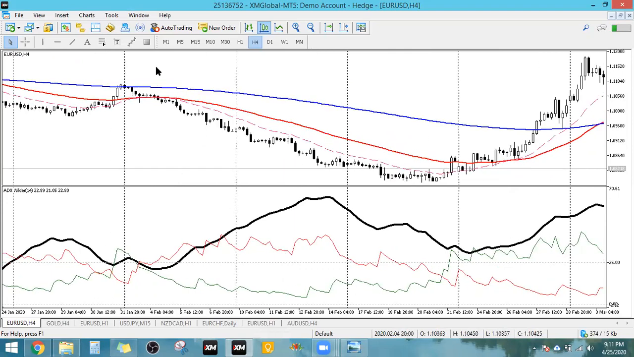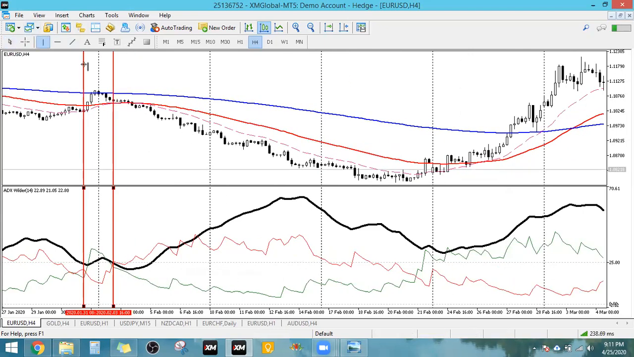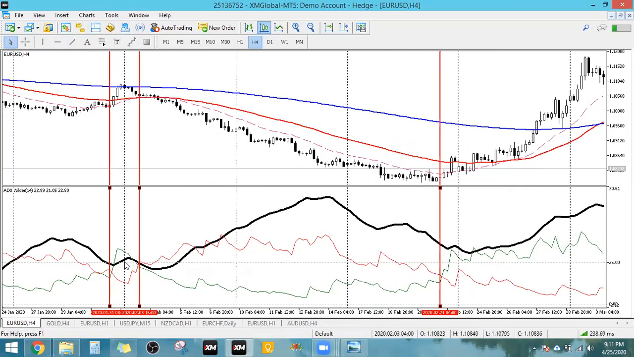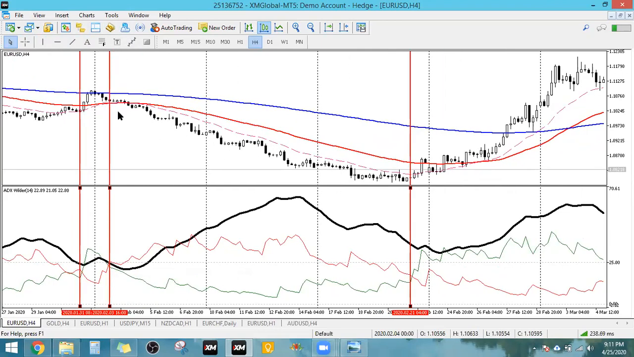So kung makikita nyo, there's a couple of signals that it actually gave. Okay. So dito, first signal, this was a signal to buy. This signal was a signal to sell. This signal was a signal to buy. And medyo malayo pa iba. Ayan. So kung makikita nyo, yung buy signal natin dito medyo sablay. Kasi umakyat yung market pero bumalik lang ulit. Yung sell signal natin was pretty effective. The market did go down.